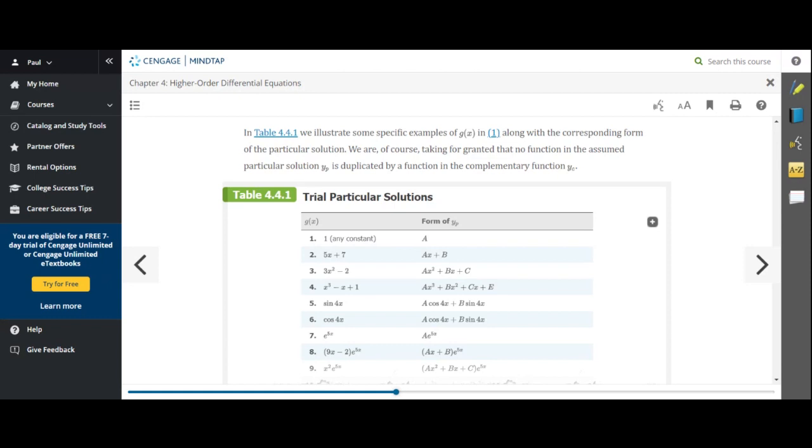Now, one more. Look at row 8 here. There you have a product of two functions: 9x minus 2 and e to the 5x. So a natural guess would be a product of two functions, ax plus b times e to the 5x. And for row 9, you can see they do the same thing.